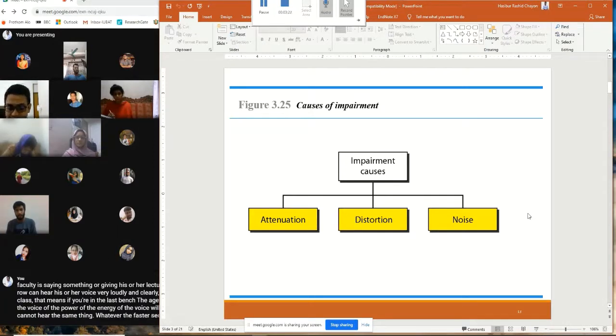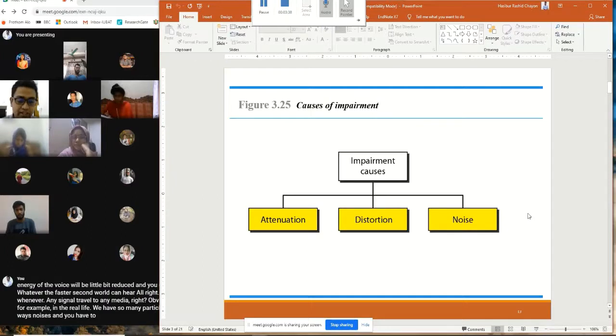That is the reason that whenever any signal travels through any medium, obviously in the real life scenario, we have so many particles, so many other waves and noises, and you have to pass through the air and so many things. So whenever you pass through all of this, the energy of your signal will be reduced a little bit as far as it goes.